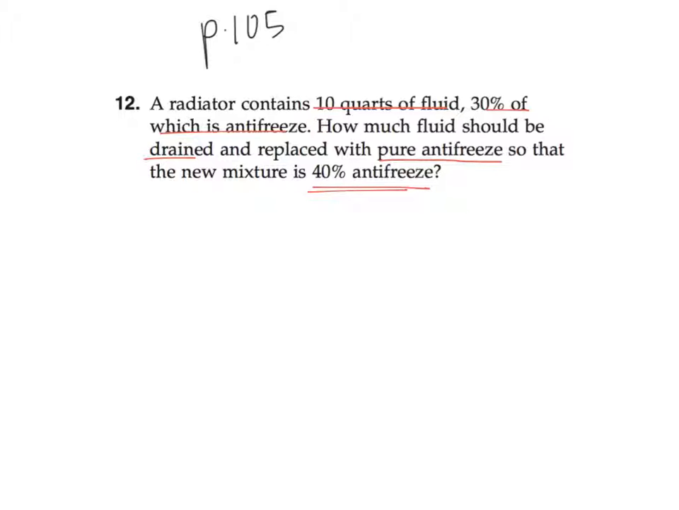So let's just think about what our final mixture is going to be. Final mixture, the mixture that we want. That's going to consist of two things. Our final mixture is going to be the number of quarts that we add of antifreeze, because it's asking us how much fluid should be drained and replaced with pure antifreeze. So it's going to be the new amount of antifreeze. So we could call that X for the new amount of antifreeze added.